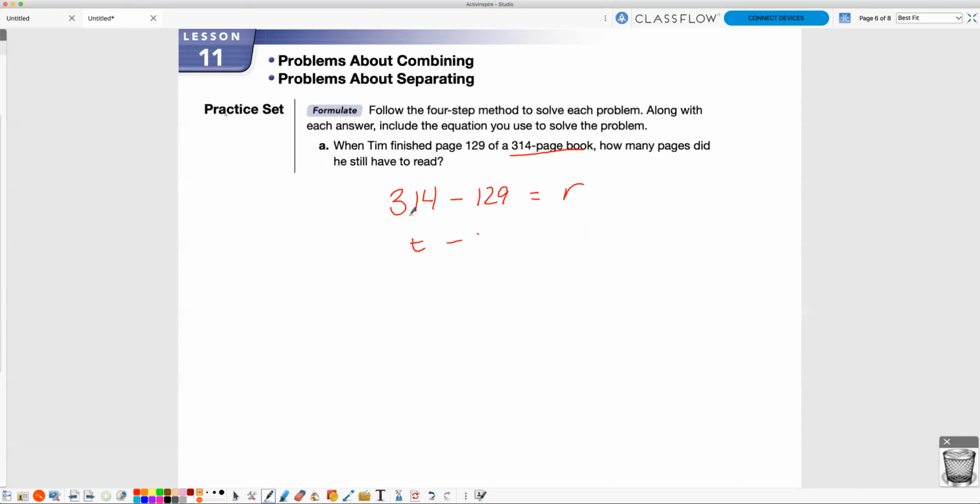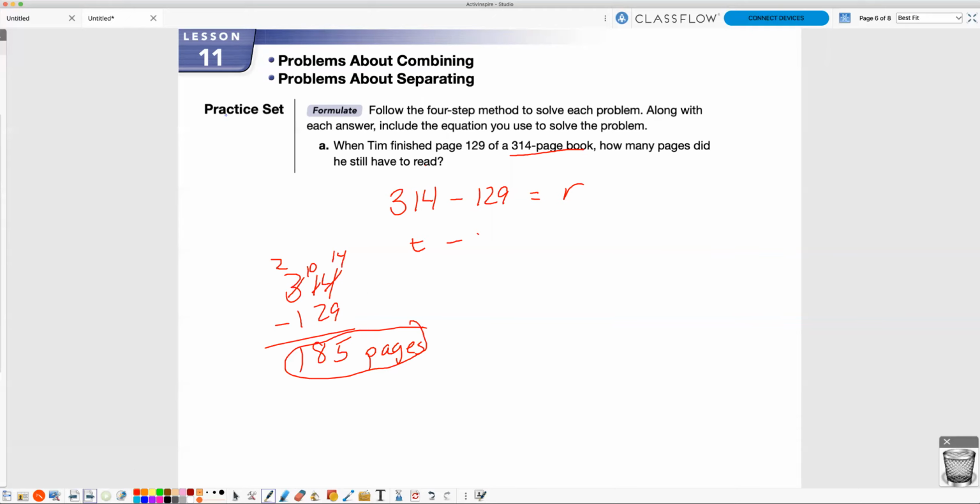So in this case, you've got 314, subtract 129. I need to borrow. This would be 14. This would be 0. This would end up being 5. I have to borrow again. This would be 2. This would be 8. And we have 285. So that means, actually, if I look at this, I was reading that wrong. It should be 185 pages would be the remaining amount that he has to read still. And that would be it on that.